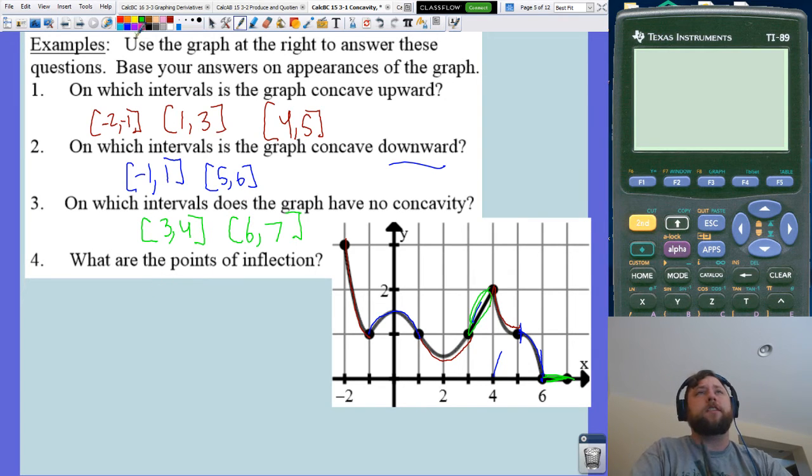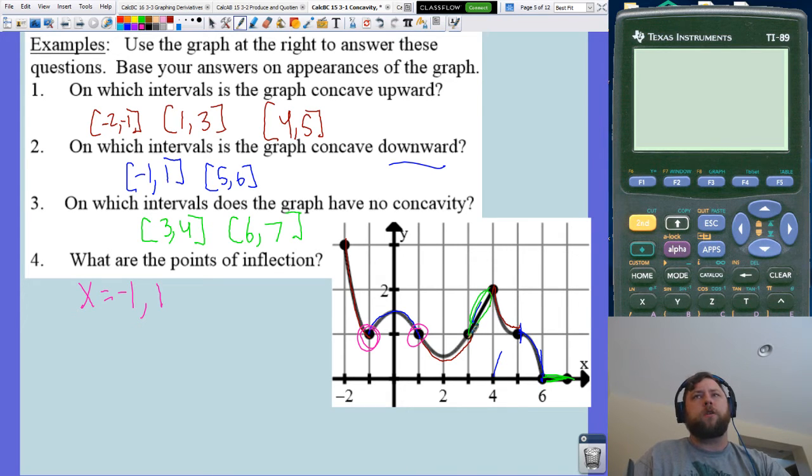Now the points of inflection. Remember, it has to have a tangent line and it must change concavity. So right here is a good one. x equals -1 is a potential spot, because it's going from concave down to concave up. Right here is also a point of inflection, so x equals 1. Now, right here we go from concave up to no concavity.